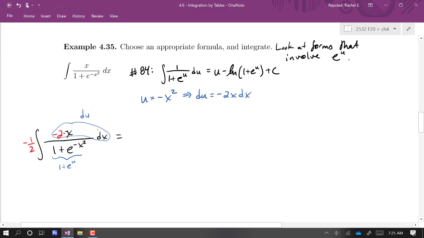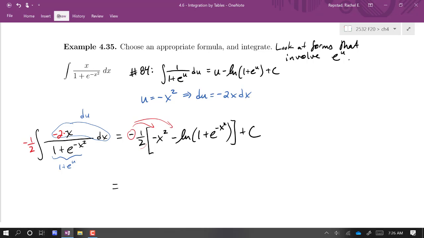Great, so now let's just apply this formula. I've got to bring that factor of negative 1/2 with us, then we have u minus, so that's negative x squared minus ln of 1 plus e to the minus x squared plus a constant. I might just clean this up a little bit. I'm going to throw the negative through, distribute that part, and then put the whole thing over 2.